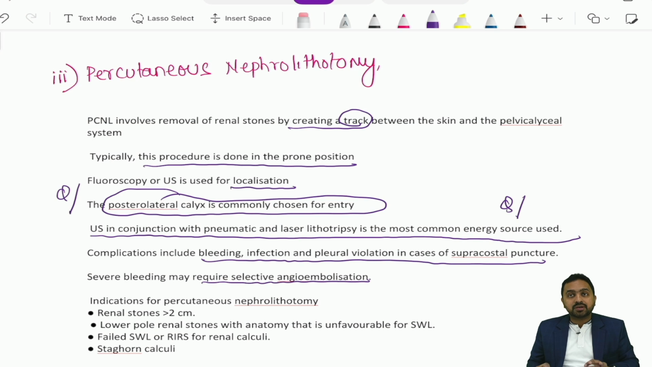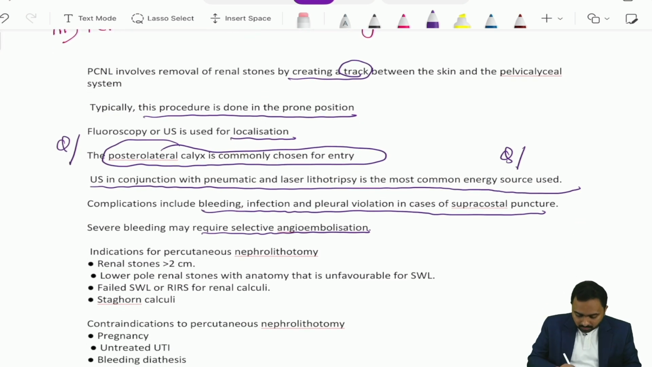Now when would you do a percutaneous nephrolithotomy? When you have renal stones more than 2 centimeter, lower pole renal stones that are unfavorable for shockwave lithotripsy, specifically like your cystine stones, which are hard stones and are resistant to shockwave lithotripsy. Then failed shockwave lithotripsy or RIRS, and staghorn calculi.